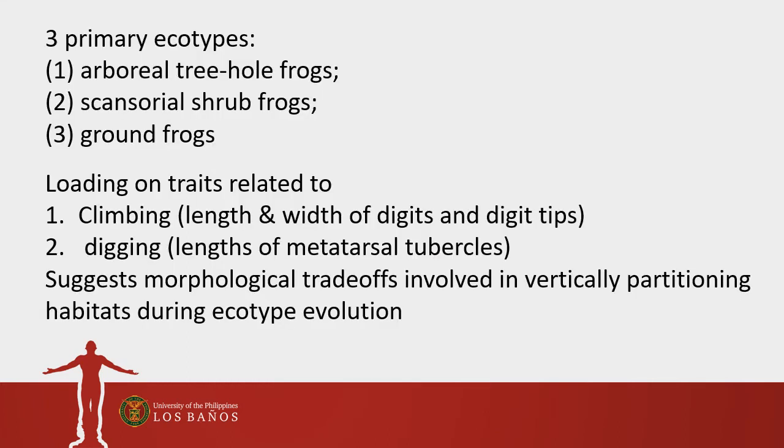And you see there the different shapes, the different forms. That shows three primary ecotypes. One is the arboreal tree hole frogs. The second ecotype is the scansorial shrub frogs. And the third are the ground frogs. The loading on the traits were related to climbing, which was indicated through the length and width of the digits and the digit tips. It was also related to digging, from the lengths of the metatarsal tubercles. So this suggests that morphological trade-offs are involved in vertically partitioning habitats during ecotype evolution.